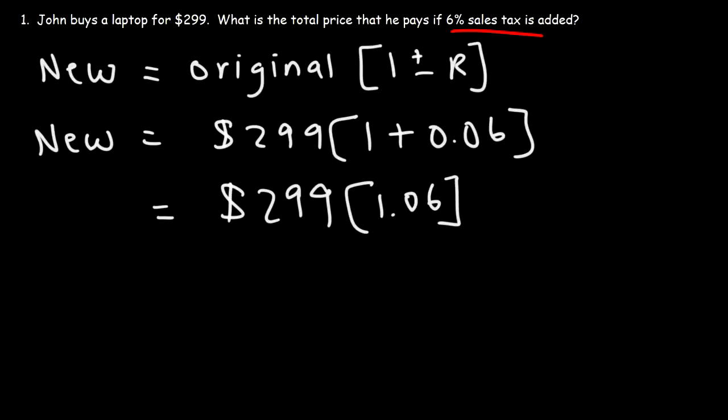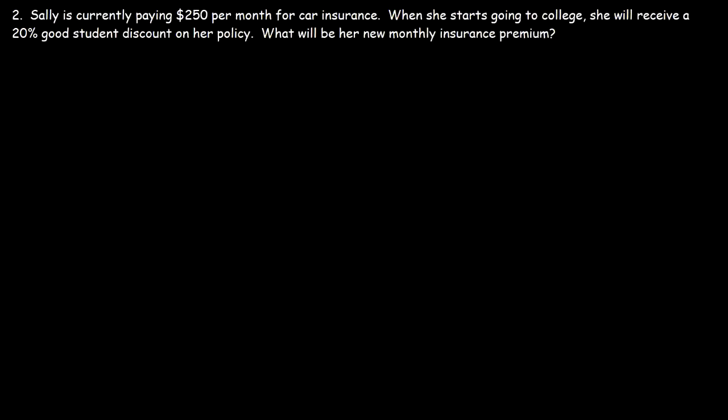Now, just for you to understand why this works, 299 times 1 gives you the original price. 299 times 0.06 gives you that 6% sales tax that he pays in addition to the original price of the laptop. And so that's why we're going to get the same answer. So 299 times 1.06 is $316.94. I believe this method is a lot easier. Now let's move on to the next problem.